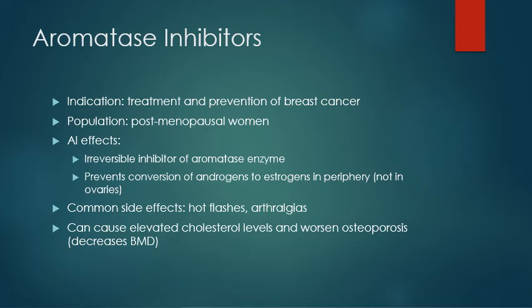Aromatase inhibitors are indicated for the treatment and prevention of breast cancer. These can only be used in postmenopausal women. Effects of aromatase inhibitors are that they irreversibly bind the aromatase enzyme. This prevents the conversion of androgens to estrogen in the periphery. The reason that we can't use this class of medication in premenopausal women is because it doesn't prevent estrogens from forming in the ovaries. So premenopausal patients still have a significant amount of estrogen in their bodies that's coming from the ovaries.